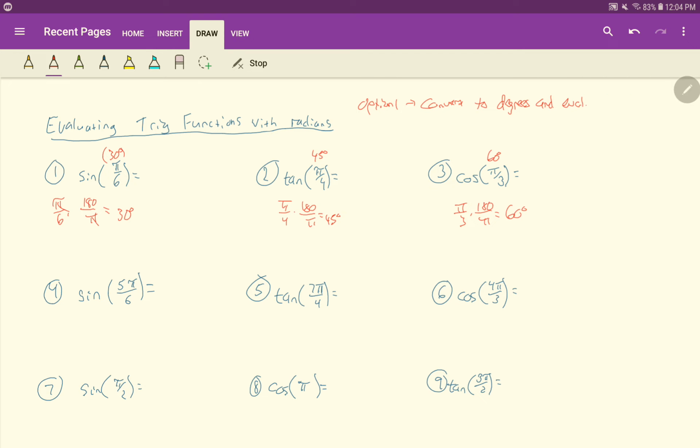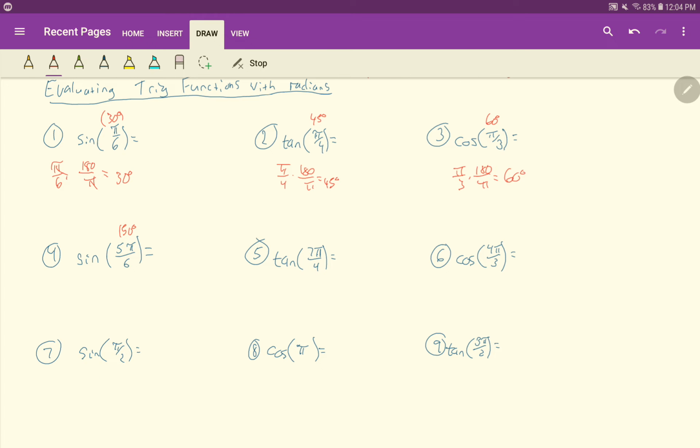5 pi over 6. Well, if pi over 6 was 30 degrees, then 5 of those pi over 6s will be 150 degrees, right? So again, then you can just evaluate like a sine of 150. Okay, tangent of 7 pi over 4. Again, if pi over 4 was 45, then 7 of those 45s will be 315 degrees. Okay, and again, just do tangent of 315 for this one. Cosine of 4 pi over 3. Again, pi over 3 was 60, so 4 of those pi over 3s, 4 times 60, 240 degrees. So you can evaluate this like it's 240.